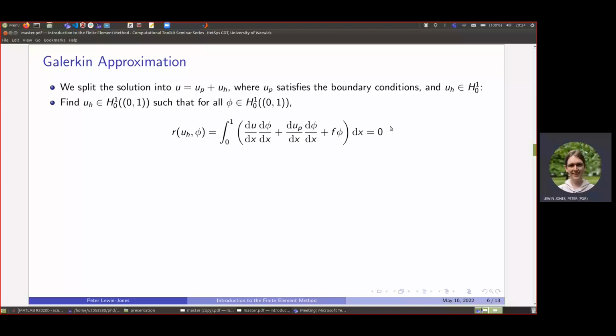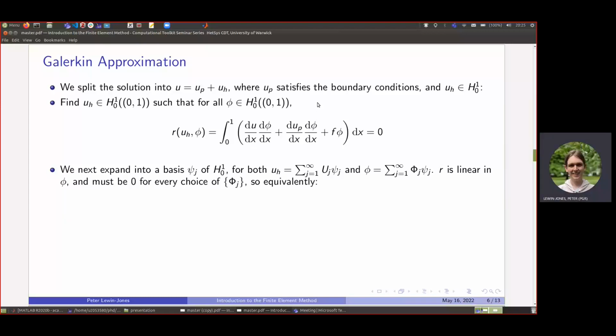So now our problem looks like this. Find u_h in H01, so that is differentiable and integrable with 0 on the boundary, such that for all test functions in that space, this functional, which I'm going to call R, is equal to 0. And you can see all I've done is substitute u_p in. But in particular, both our space of test functions and the space of our solutions are the same. So we're hunting for a solution u_h in this space, and we're doing that by comparing against all of the functions in this space.